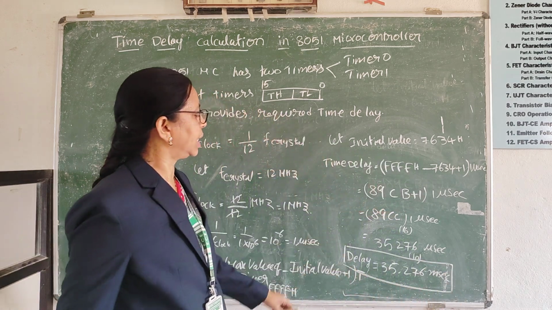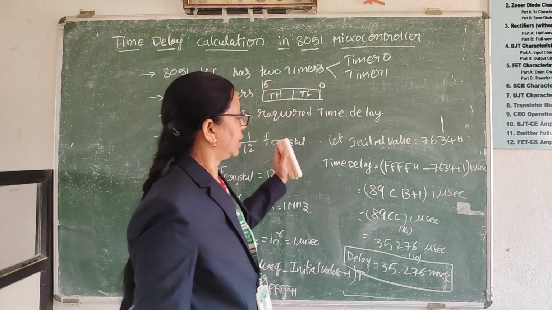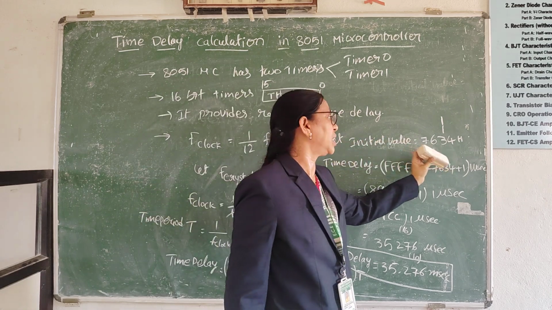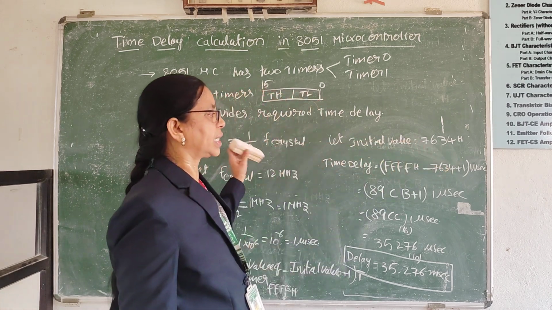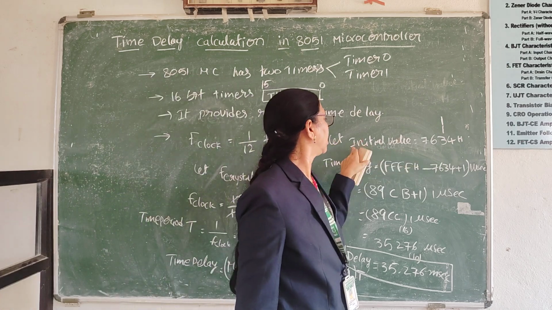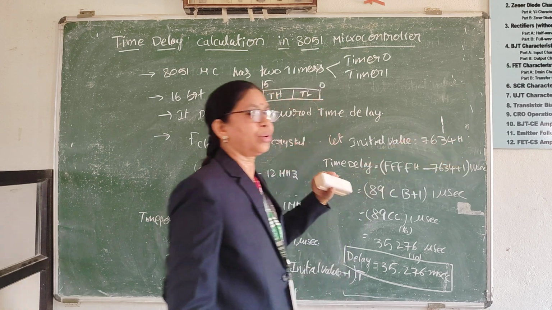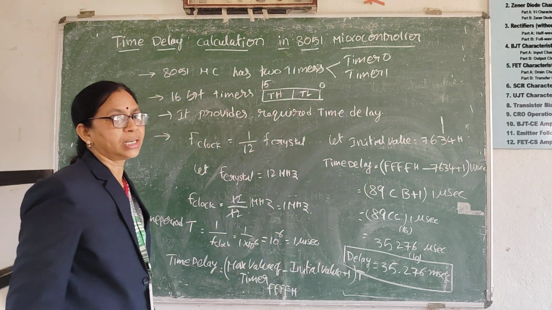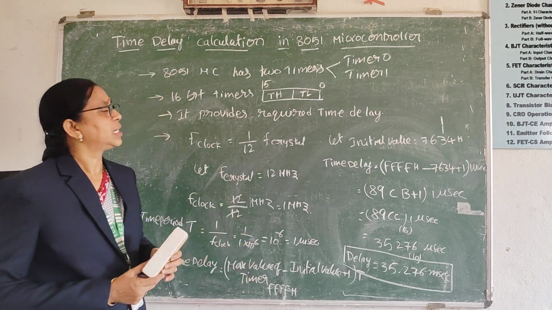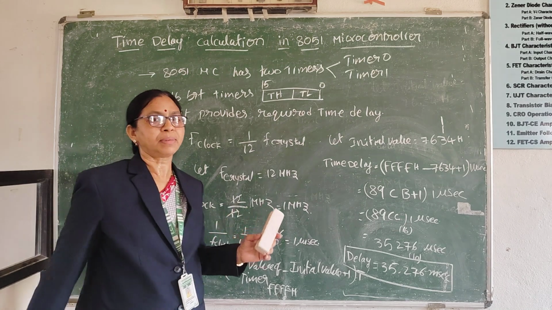We can calculate the required time delay, and also the initial value we have to load into the register for a required time delay. For example, I assumed the initial value is 7634H. Like this we can calculate the time delay, and in the next session we will see programming timers in the 8051 microcontroller.